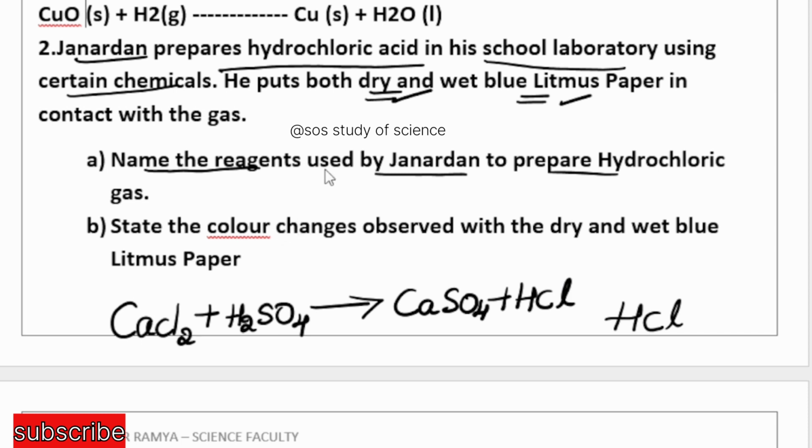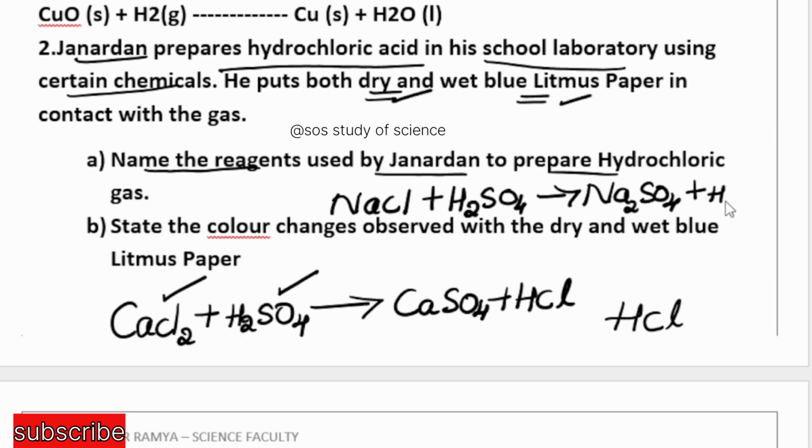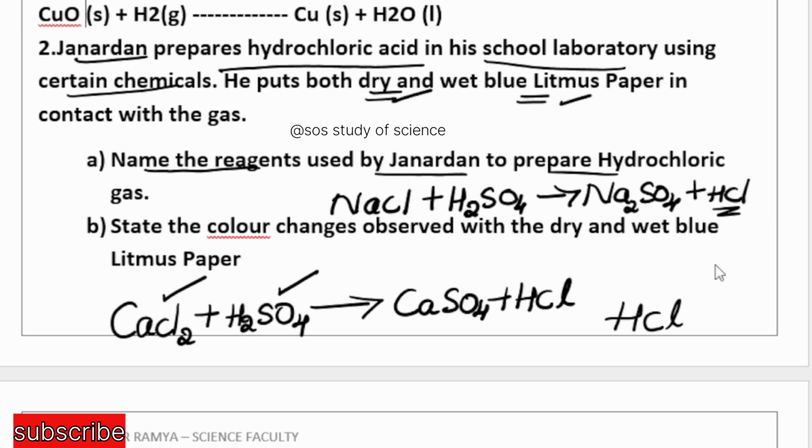Okay, name the reagents used. So what are the reagents used? Calcium chloride and sulfuric acid, or you can also write sodium chloride and sulfuric acid. When you add sulfuric acid to sodium chloride, you get sodium sulfate, Na2SO4, and also you get HCl. Anything we can add, my dear students. So you get HCl.